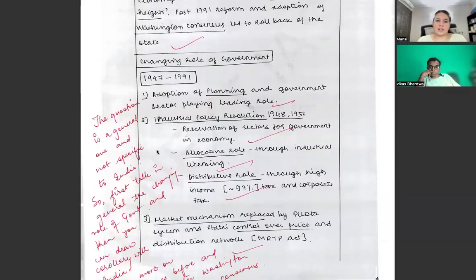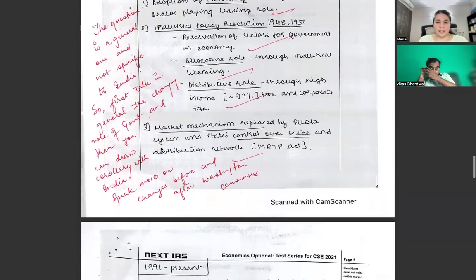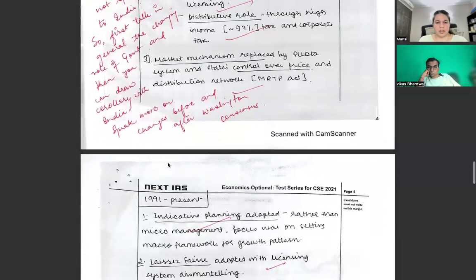Adoption of planning and the government sector playing the leading role. Industrial Policy Resolution 1948, reservation of sectors for the government and economy, allocative role through industrial licensing, distributive role through high income tax and corporate tax, 97%. So market mechanism was replaced by the quota system. State's control over price and distribution network, MRTP Act.